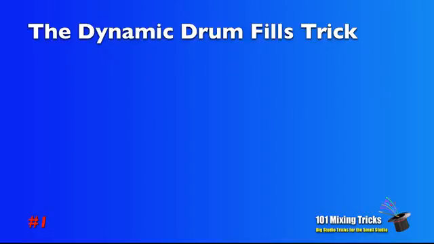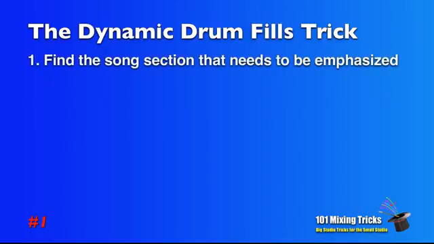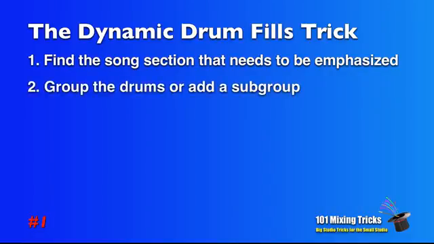To summarize the dynamic drum fills trick, the first thing is to find the sections in the song that you think need to be emphasized. These can be drum fills, accents, or downbeats of a section. The next thing is to group the drums or add a subgroup. If you're grouping them, just one fader is going to control all the faders in the group. And if it's a subgroup, it's a separate subgroup that you could EQ separately. You can add compression and processing, whatever.